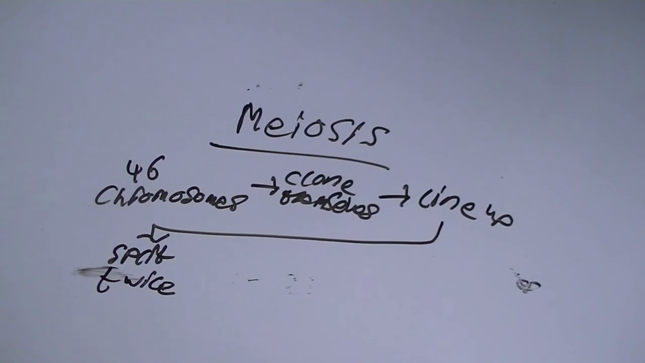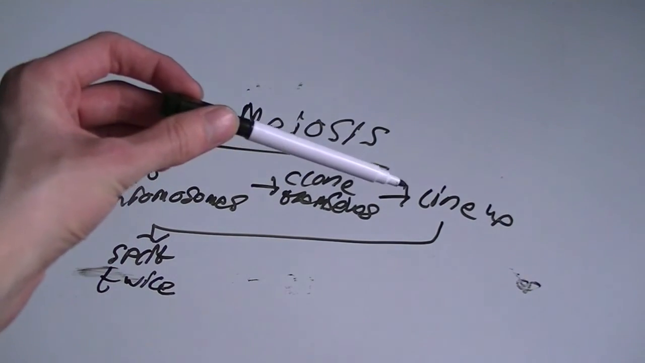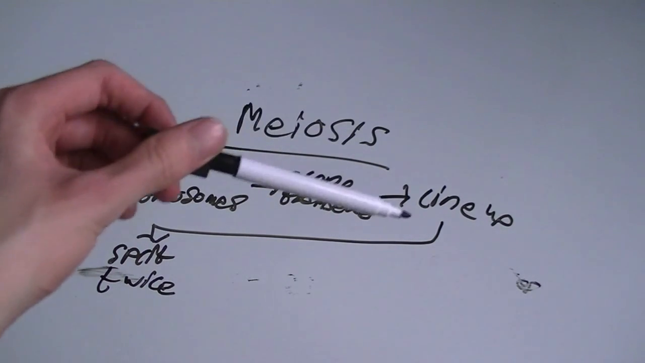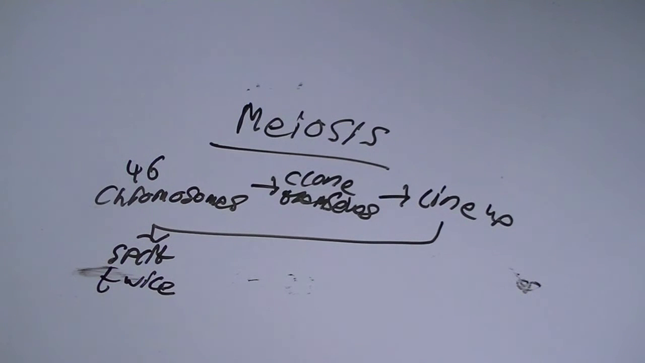Because remember, you've started with, let me just get my maths right here, you've started with 92, and if you split 92 4 times, you divide it by 4, that gets you 23, okay? And remember, each of the split cells has one chromosome from each of the pairs from when they lined up.